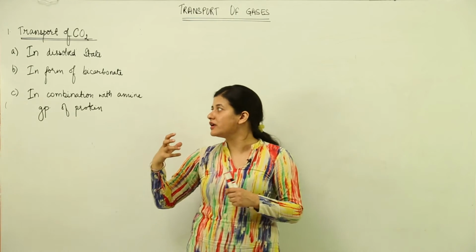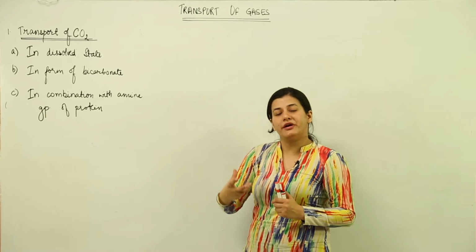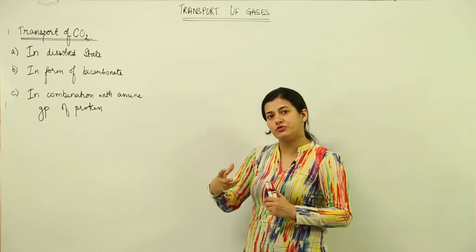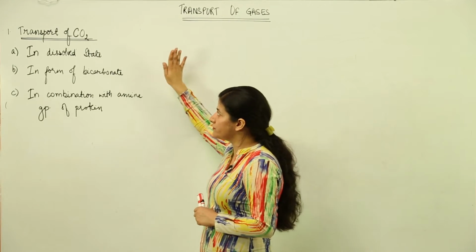In any case, if there is more oxygen and less carbon dioxide, then also the carbon dioxide's binding and transport would be preferred because of its higher solubility. Now, how does transport of carbon dioxide take place? There are three methods in which it would be carried out.